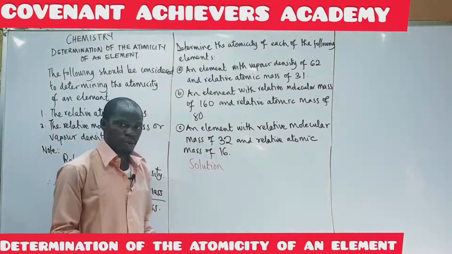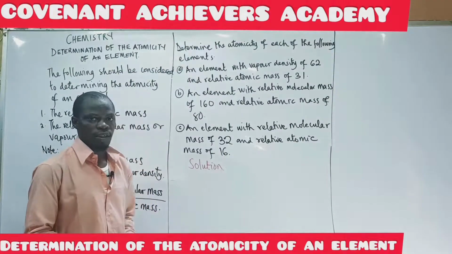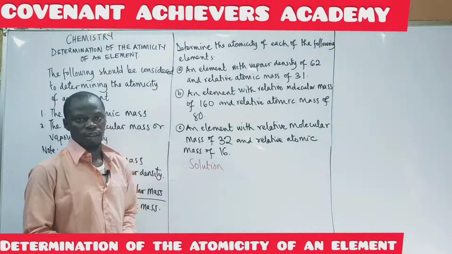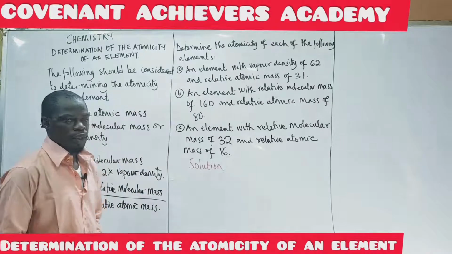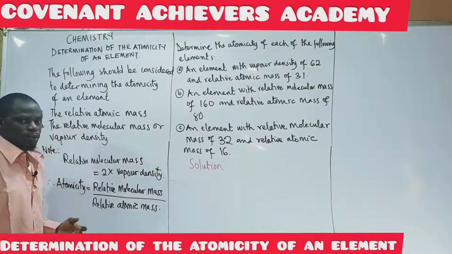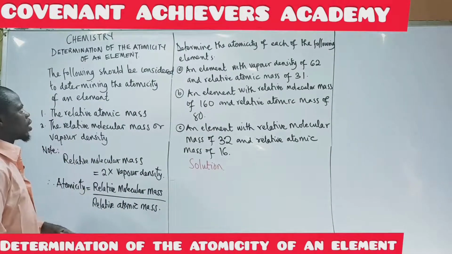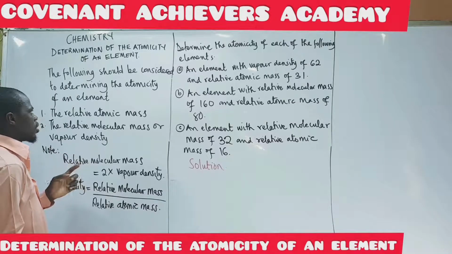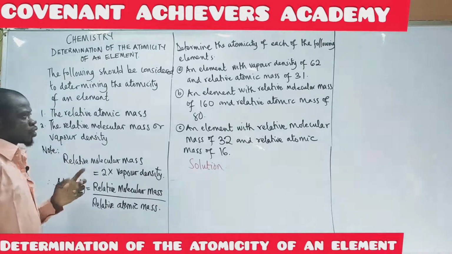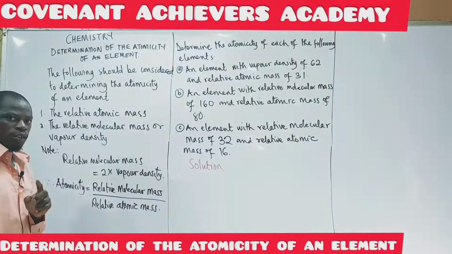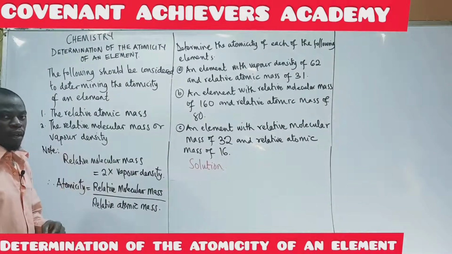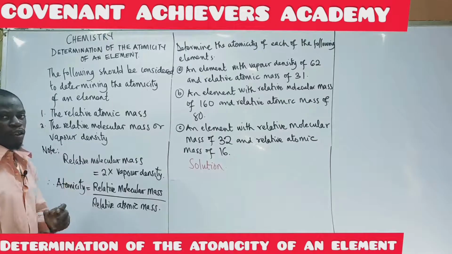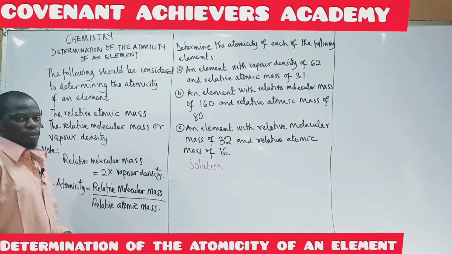Now, we have examples of all this, but what we want to consider is how will you determine the atomicity of an element. To determine the atomicity of an element, we have to consider the basic principle, and that is what we quickly explain here. The following should be considered. The first thing you have to consider is the relative atomic mass of the element, and the second is the relative molecular mass of the element, or the vapor density of the element.